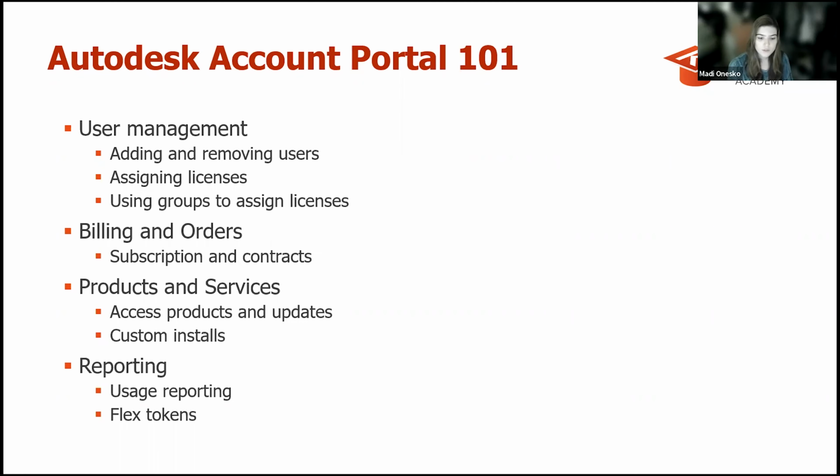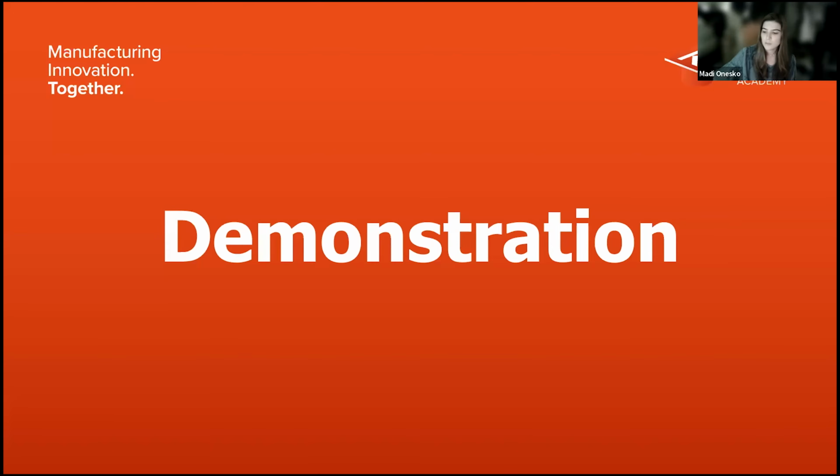There's also a billing and orders section in the account portal. This will show you your subscription and contracts, which I will go over a bit. Then we have the products and services section. So this is for more the end users. This is where they will access their products and updates to install them. This is also where you can do custom installations. And then lastly, we have the reporting section in the portal. This is where you will see your usage reporting and you will be able to manage your Flex tokens. Okay, so now I'm going to jump into the Autodesk account portal here.